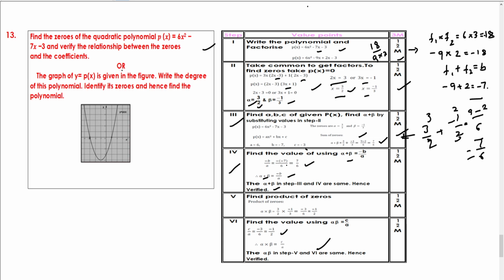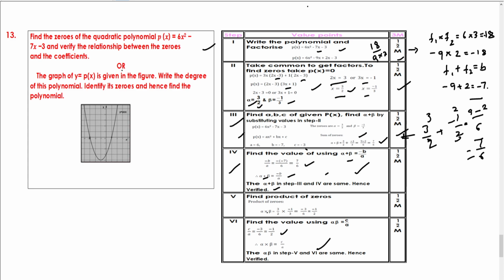Right? Here, what is b? Minus 7. Minus of minus is plus 7. A is 6, so 7 by 6. Observe that in the third step, by substituting the values of alpha and beta, you got 7 by 6. Here also 7 by 6, as both of them are the same. Right? In the third step and the fourth step, alpha plus beta are the same. Hence, it is verified. The relationship alpha plus beta equals minus b by a is verified.